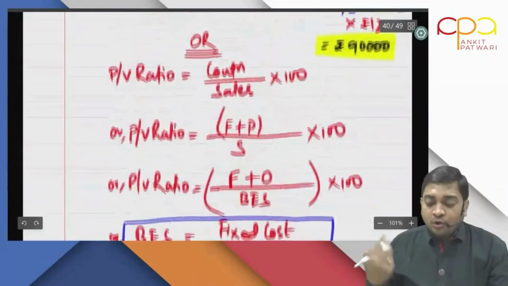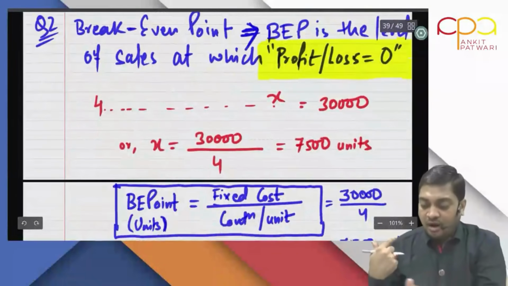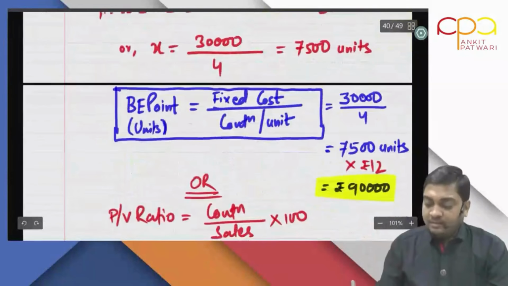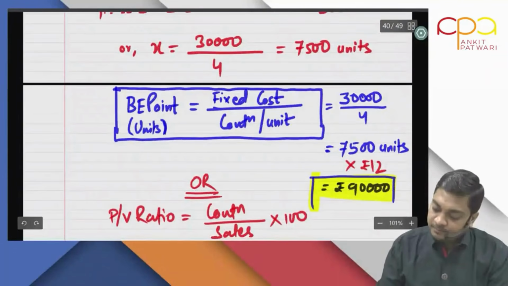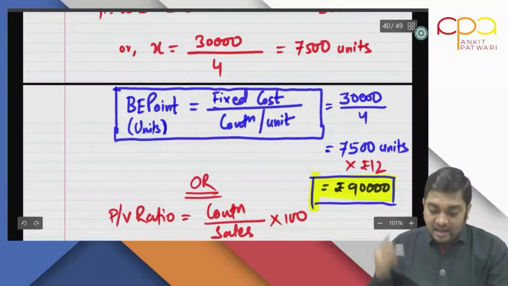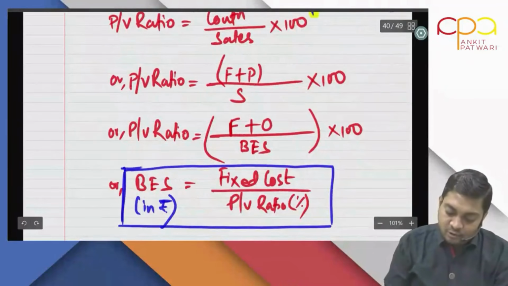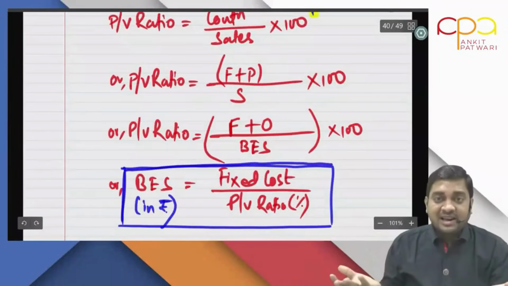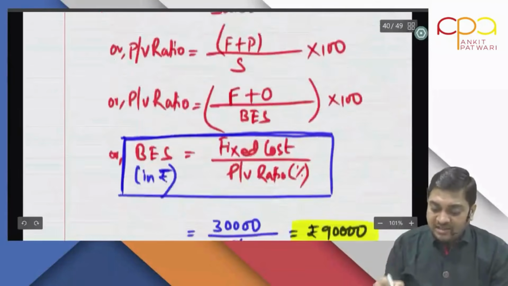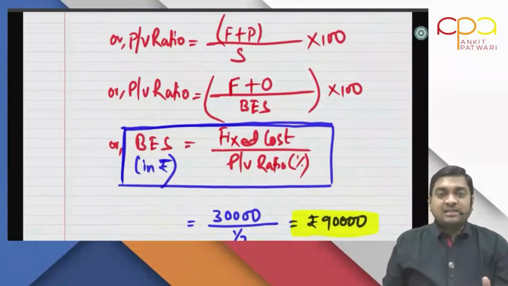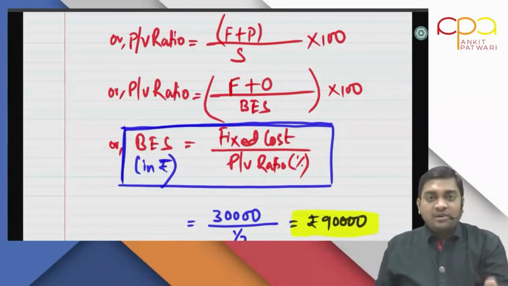So you have two ways of doing it. Number one, either you calculate break even in terms of volume, then multiply with selling price, you get rupees. Another way is to directly calculate break even sale in rupees by this. If it is in units, then divide by contribution per unit, and if it is in value, then divide by PV ratio. As simple as that.